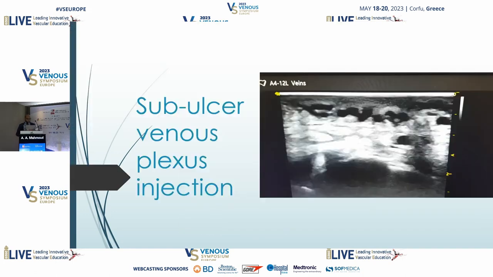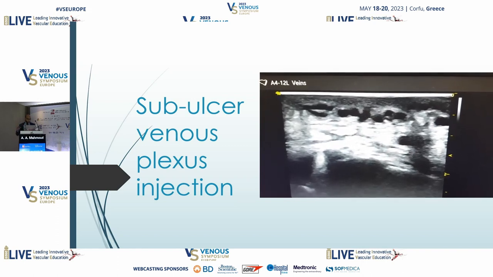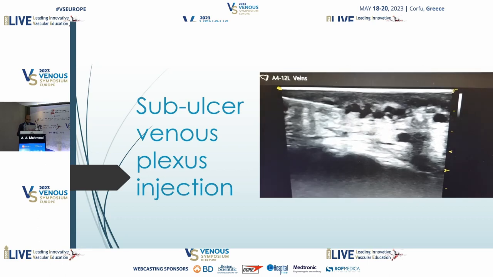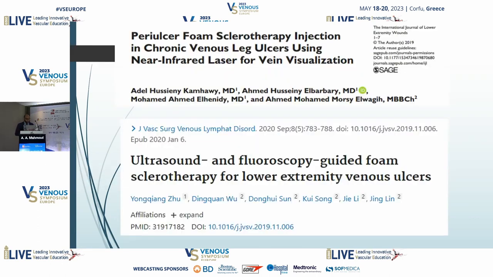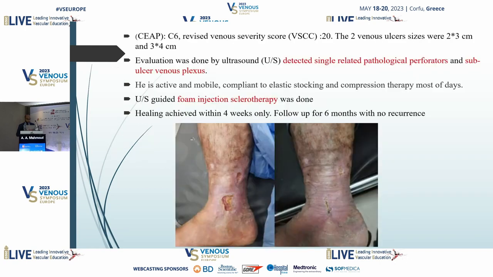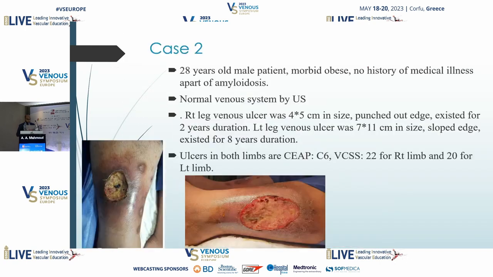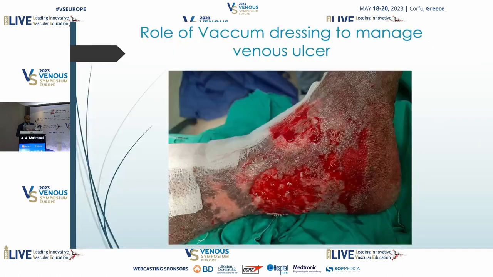The other option for the contraindicated type 5 is subulcer venous plexus injection, with the theory that the high venous pressure is conducted through this subulcer plexus and prevents wound healing. And we have a publication about this point. In this case, a patient contraindicated to angioplasty, we did subulcer venous plexus injection, and it healed. This one also on the right side, as you find, and the left side, complete wound healing. He had normal venous pathology.